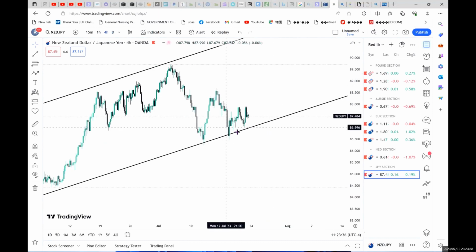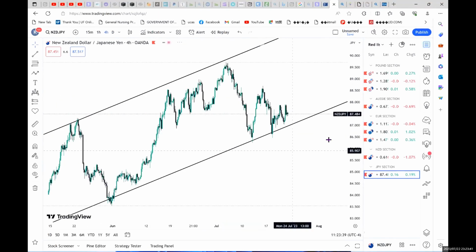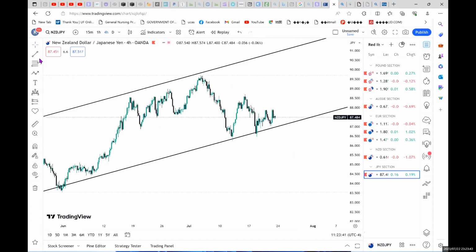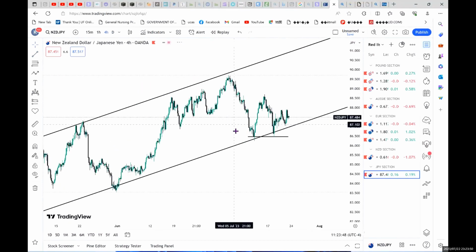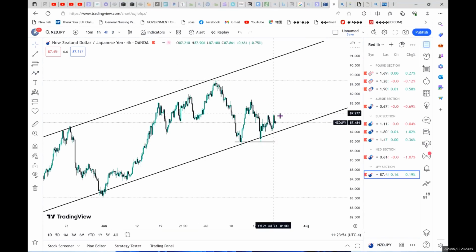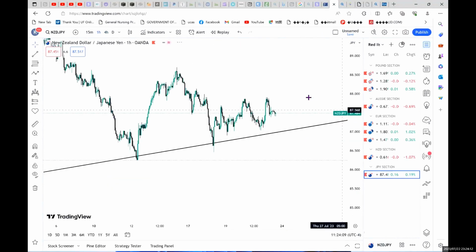So as you can see, price created somewhat of a double bottom here on the New Zealand Japanese yen. So we can possibly get one more push down on our trend line here and price pushes back up. This could be a potential higher low to create a new higher high. Okay, but there's not much I can really see here on the H4, so let's check the H1.